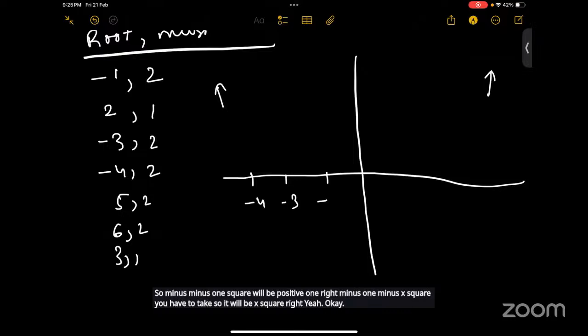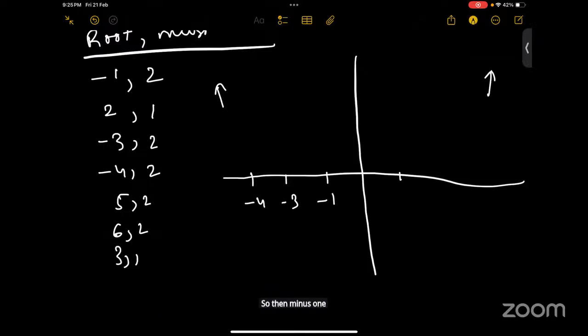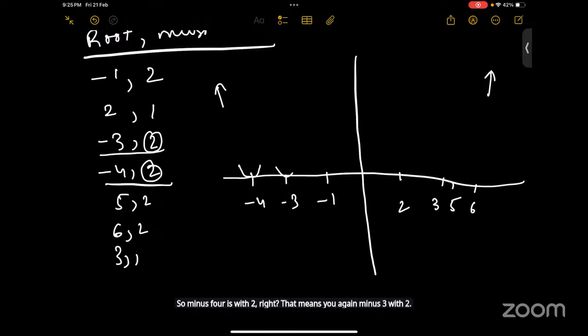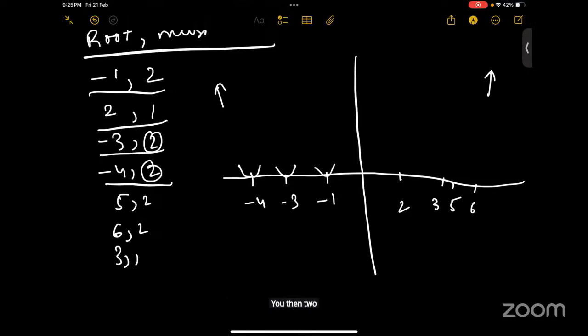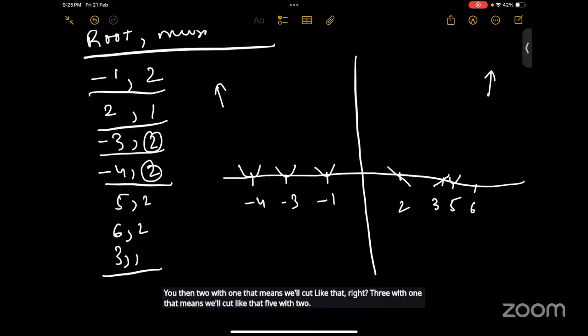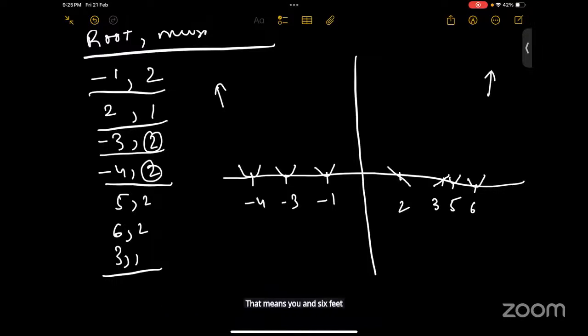So then minus 1. Then what is the next root? 2, right? Then 3. Then 5. Then 6. So minus 4 is with 2, that means u. Again minus 3 with 2, that means u. Then minus 1 with 2, u, then 2 with 1, that means we'll cut like that. 3 with 1, that means we'll cut like that. 5 with 2, that means u, and 6 with 2, that means u. Then we will join them, so we will get basically this figure, right?